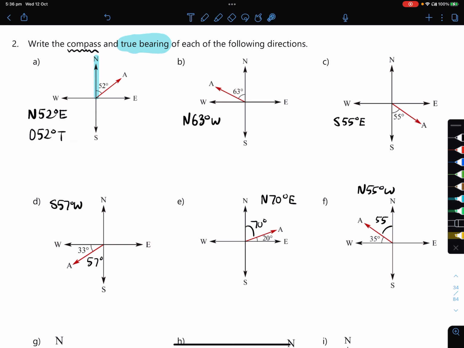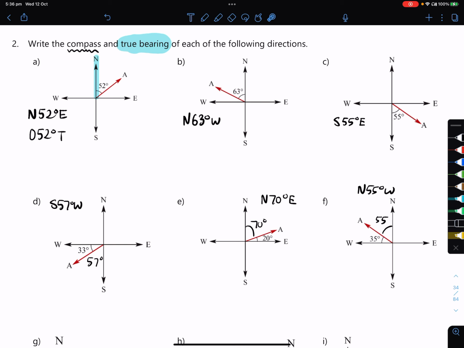Okay, so true bearing, remember, is another name for a three-figure bearing, and if it's 52 degrees, well, I have to put a 0 in front of it to make it three-figure. However, if you don't write that, that's okay as well. It's all good. And same with the T. The T just represents true bearing. You don't necessarily have to write that either, but it's just a good indication that it's true bearing.